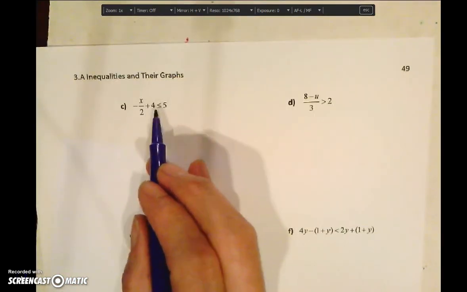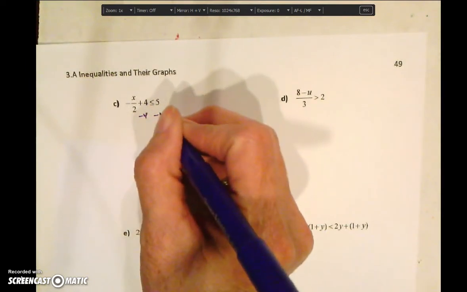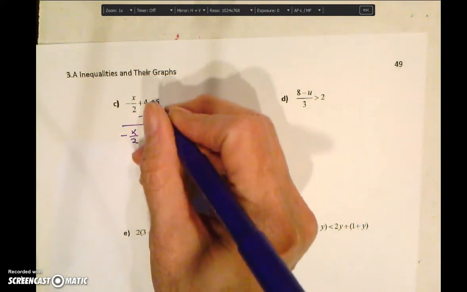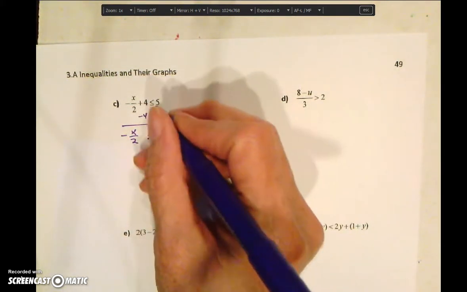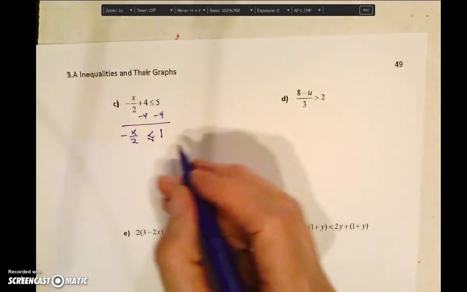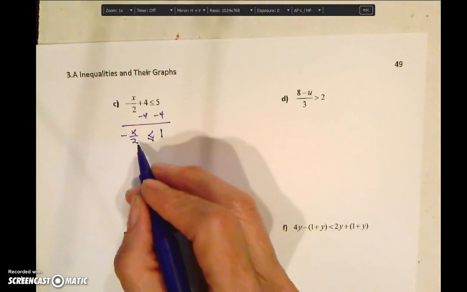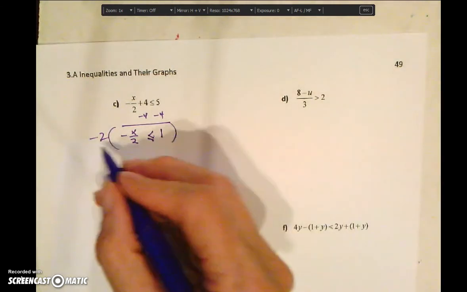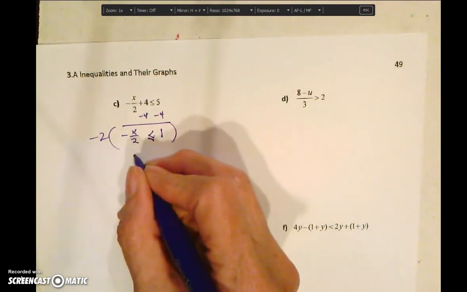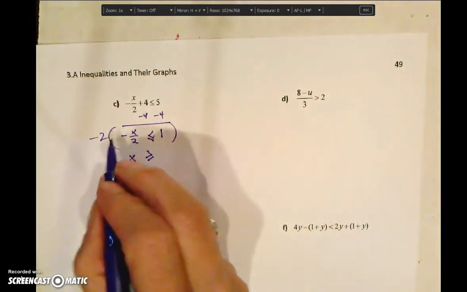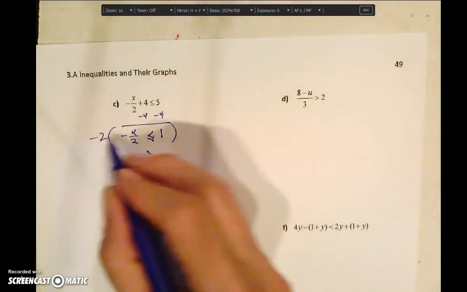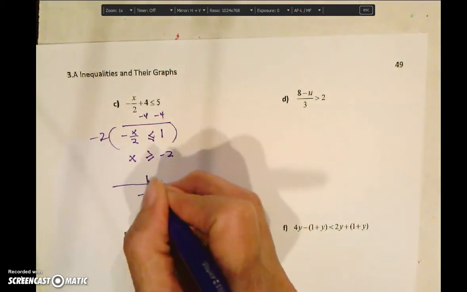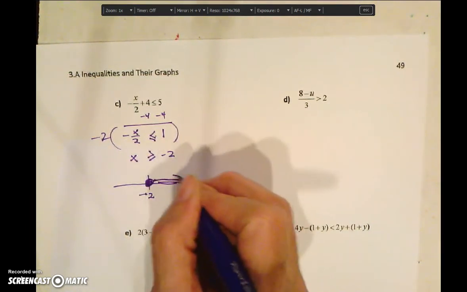Example C, I can pretty easily subtract 4 from both sides, so that's what I'm going to begin with. So that's going to leave me with negative x over 2. Inequality stays the same. It's less than or equal to 5 minus 4, which is 1. Then I need to multiply both sides by this negative 2. So I'm going to put it outside here. I'm going to multiply both sides by negative 2. So this is going to cancel, become positive. It's going to flip the inequality because I'm multiplying by a negative, and negative 2 times 1 is negative 2. So when I graph it, there's a negative 2 colored in dot, and it's going to be to the right.